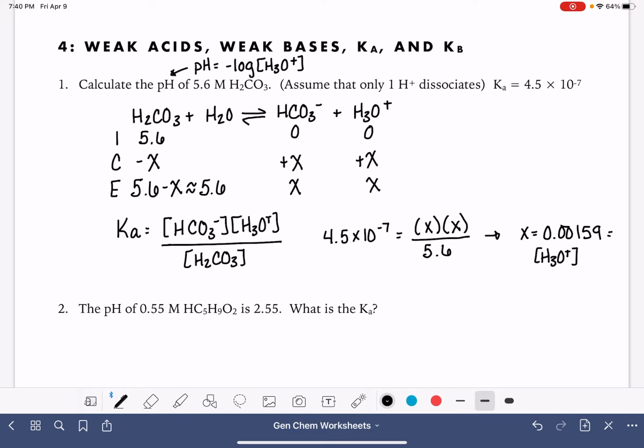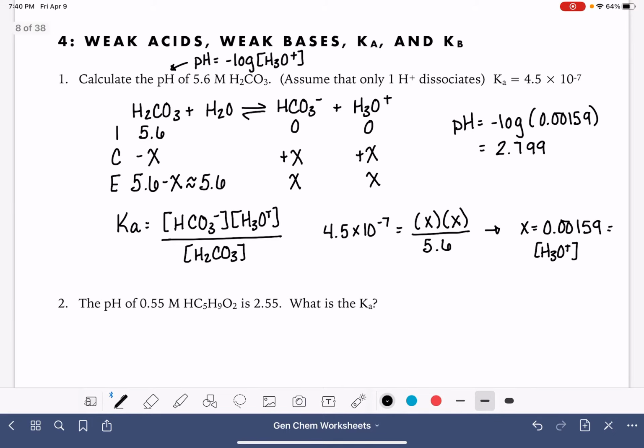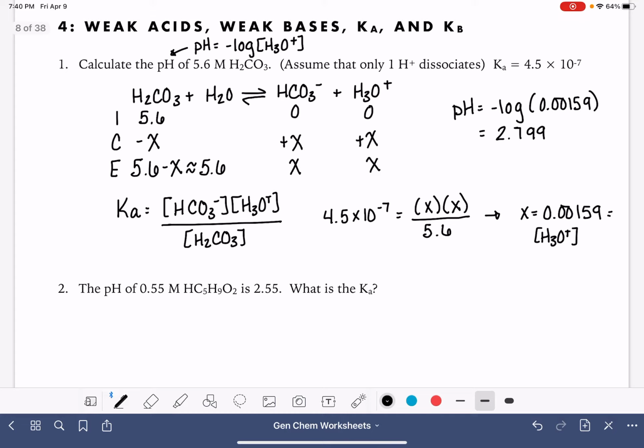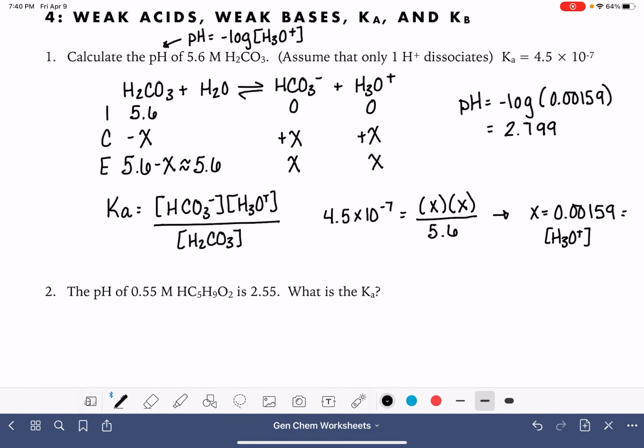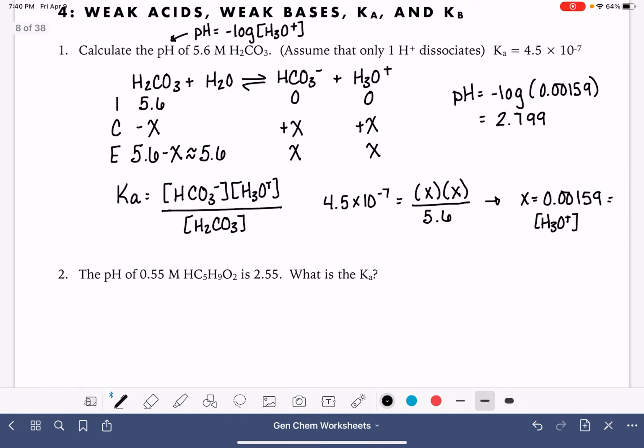And so now we are ready to calculate the pH. pH is going to be the negative log of the H3O plus concentration, which is 0.00159. And that is a pH of 2.799, 2.8. So there's a lot of steps involved. None of them are that hard. You just need to remember to not skip any steps and go through the whole entire process.